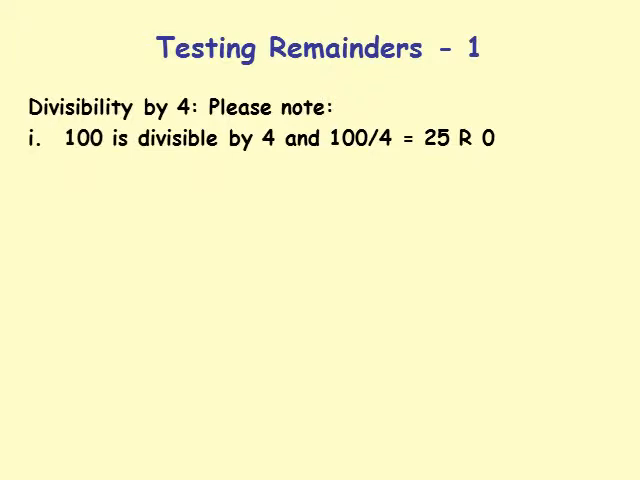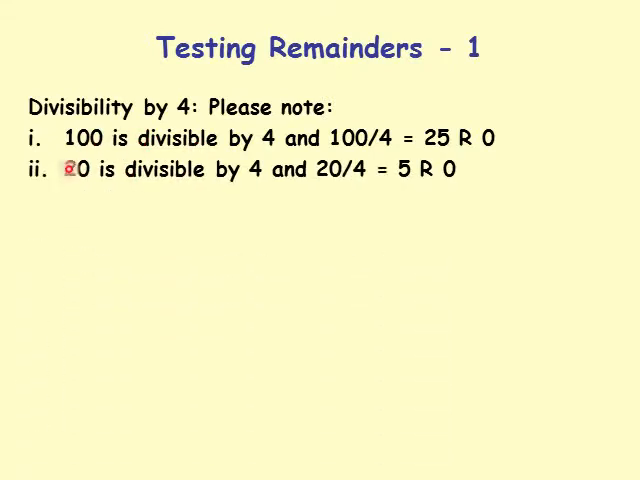Okay, let's continue with testing remainders. First we'll discuss divisibility by 4, and we will see if a number is divisible by 4. First we note that 100 is divisible by 4 because 100 divided by 4 is 25, remainder 0. What I mean is 100 is a multiple of 4, 25 times 4. Then 20 is divisible by 4. That means 20 is a multiple of 4, and in fact 20 is equal to 4 times 5.